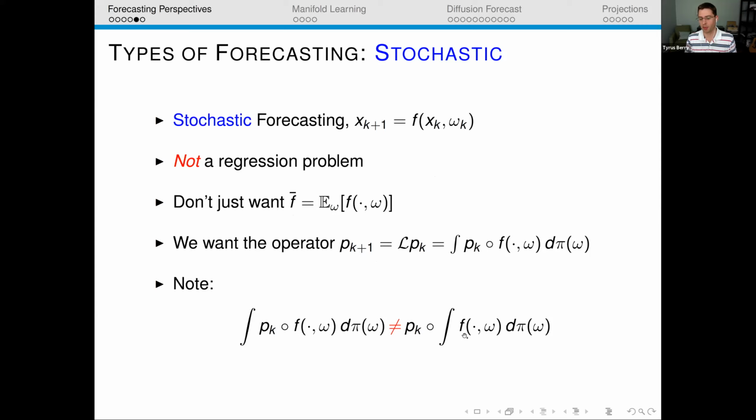And that's not the same as first integrating out the stochastics and then composing. Okay, so we really do need to think of this L operator now and try to approximate that. So we no longer can have the choice of thinking of this as a regression problem.